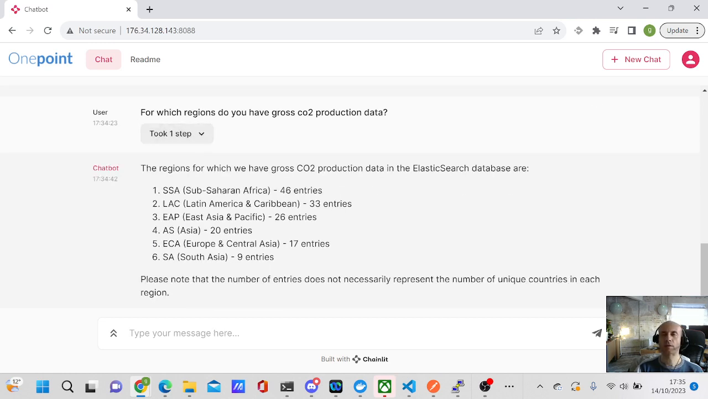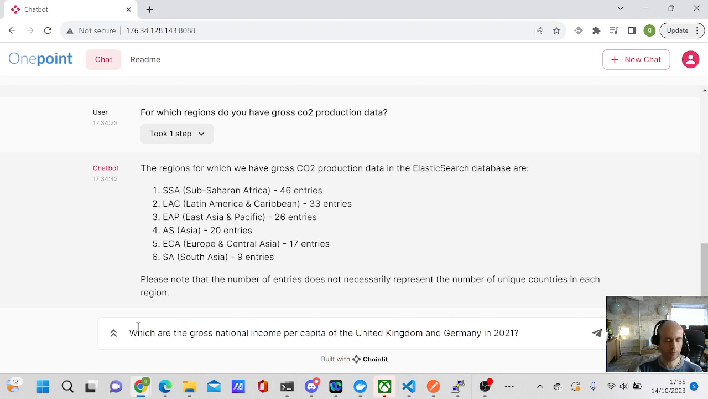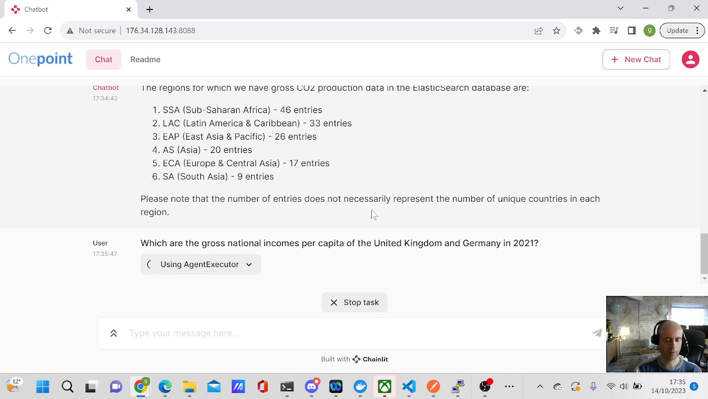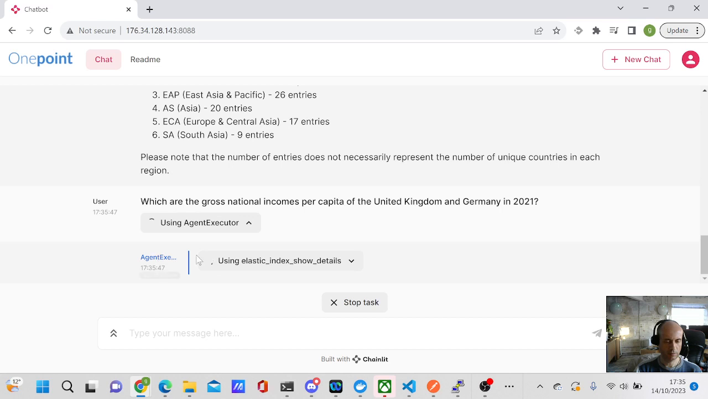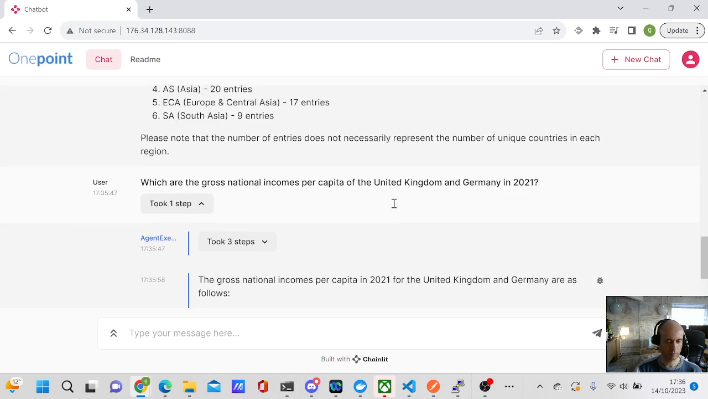Okay, now let's ask about some specific details about some countries. Which are the gross national incomes per capita of the United Kingdom and Germany in a specific year? Okay, let's see. There you go. So again, you can see what it's doing in the background. It's using the second tool already, and it came up with the answer pretty fast.